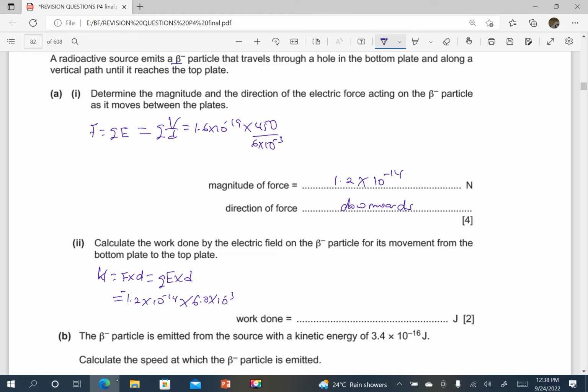When I press my calculator, this is giving me 7.2 times 10 power negative 17. Alternatively, you can also think of work done as being charge times accelerating PD, where the charge is 1.6 times 10 power negative 19, and the PD is 450, in joules. It will give you the same thing.